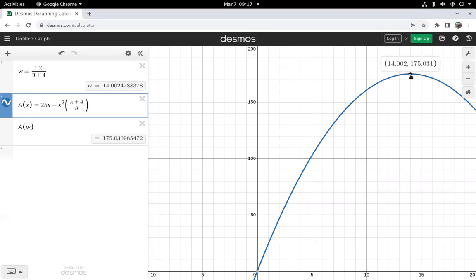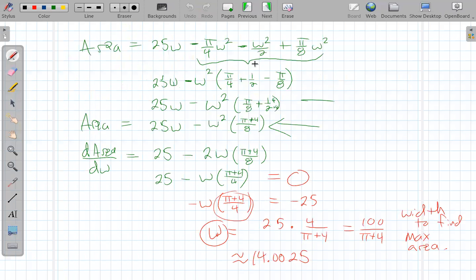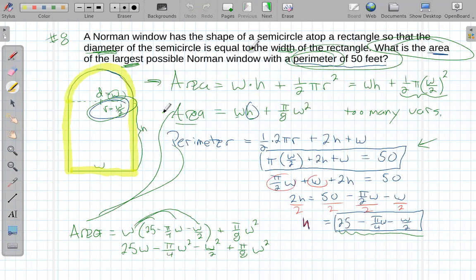Now, this is only correct, right? That point Desmos gives me if all of that other work I did was right. So let's back up and double check that. All right, we had to do quite a bit of work to get to this point right here. So the question, is this actually the correct area formula in terms of the width? You got to go rethink what we did.